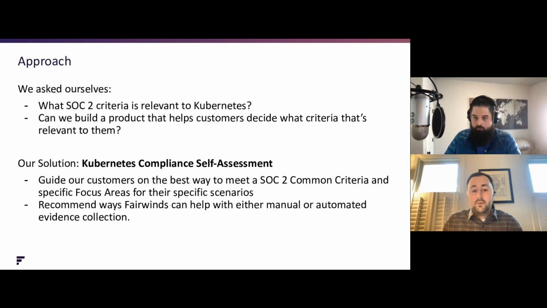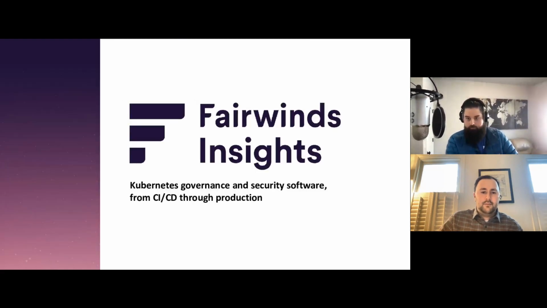And when we went through the process, we looked at our own Kubernetes infrastructure and had to ask the question, which of the common criteria, and we shared the 9 different sections earlier, which of those common criteria are relevant for our situation? And what we've developed recently is a self-assessment capability so that we can help guide our customers on the best way to meet their common criteria and those specific focus areas that we had highlighted. And what I'll jump to next is just a couple examples of how we do that.